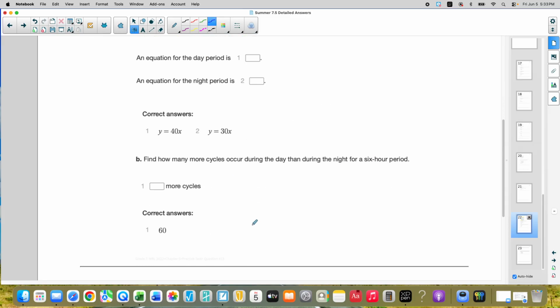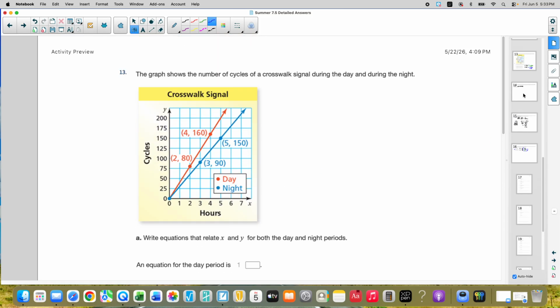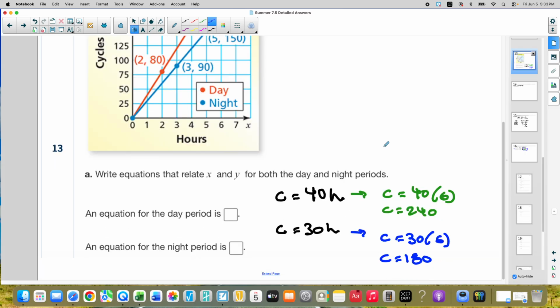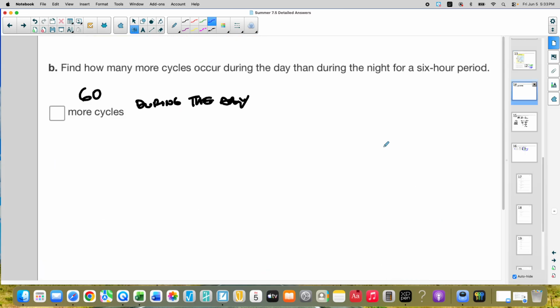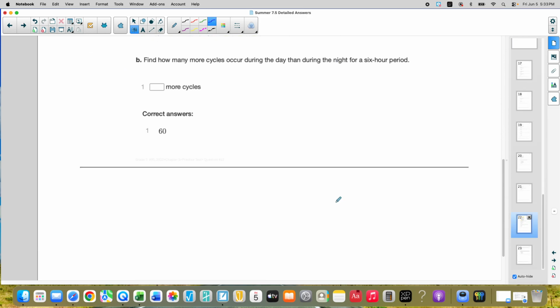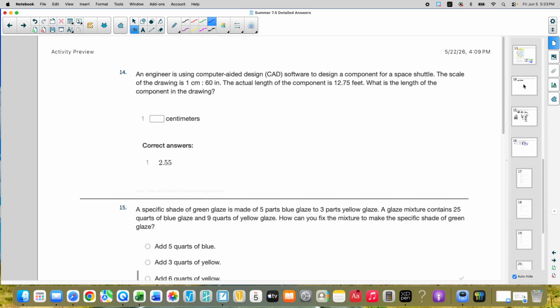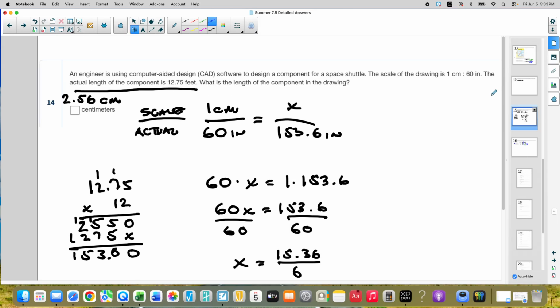40x and 30x. Yup. And 60 more cycles. Pretty sure we said 60 more cycles. Yep, that's good. That's that one. And the last two, 2.55. Did I say 2.56 or did I do 2.55? Let's check 14.